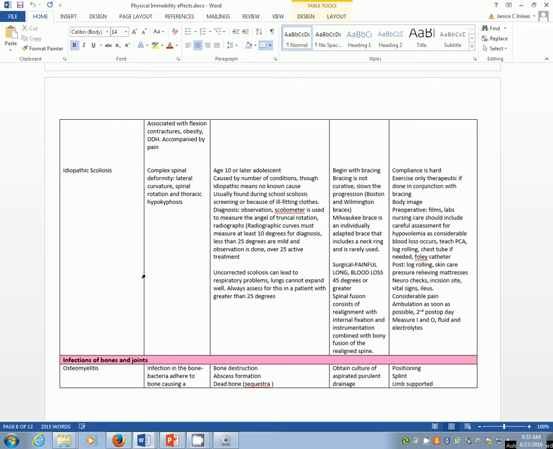So we start out with bracing. Parents need to know, and the child needs to know, that putting you in this brace is not going to cure you. You're going to have to wear this brace for a long time just to help you keep your spine in alignment and try to slow down the progression. There are different types of braces that we use: Boston, Wilmington, and the Milwaukee brace, which was really popular years ago. We no longer use it.